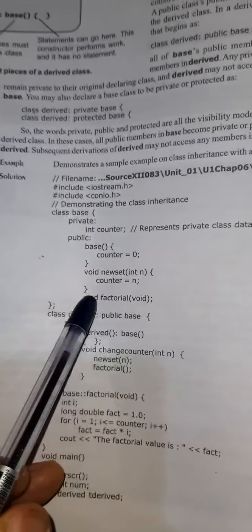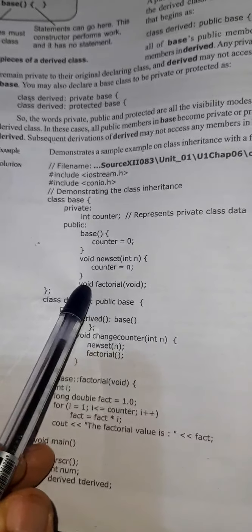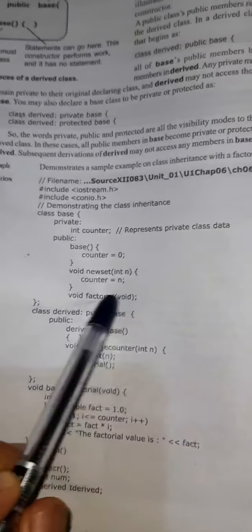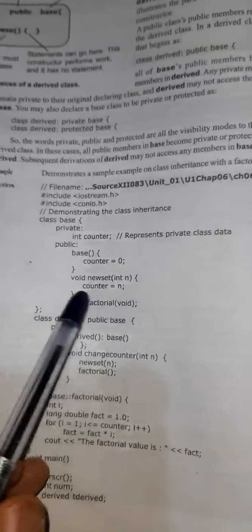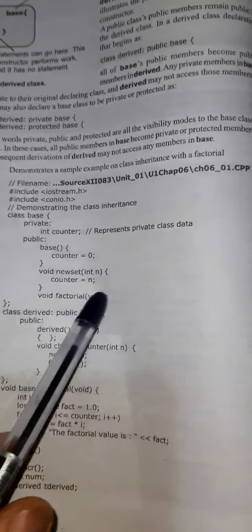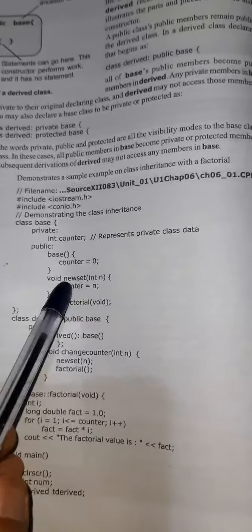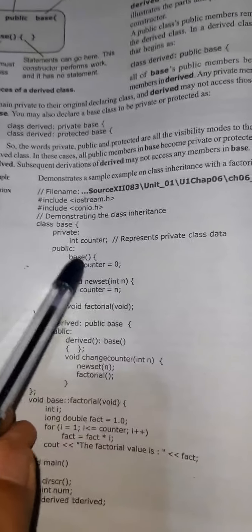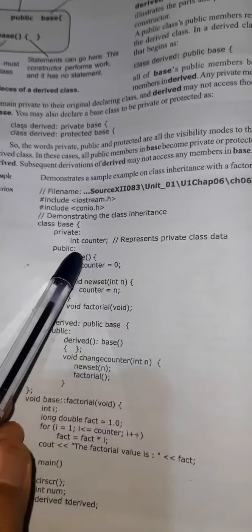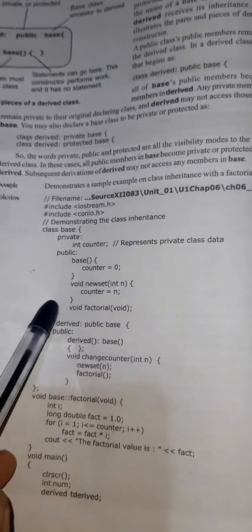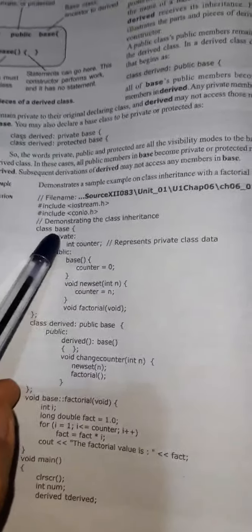Now again you have the return type void, factorial void. This is your factorial function declaration. This is your normal function definition, and this is your function declaration, and this is your default constructor. So that much has been defined using the class base. This is your base class. Another class is created which has its own relationship with this class.